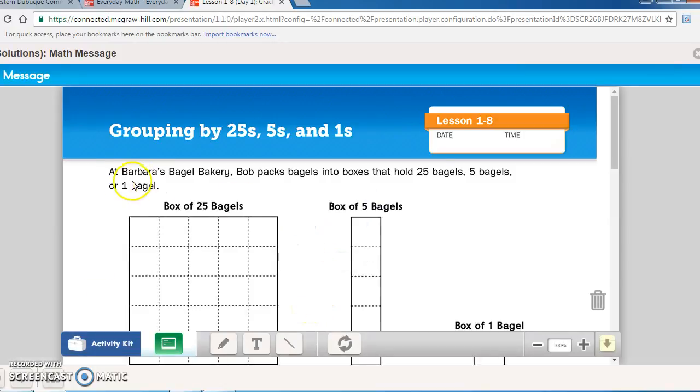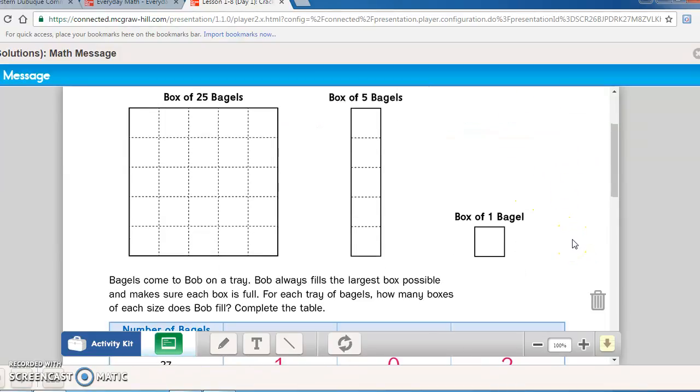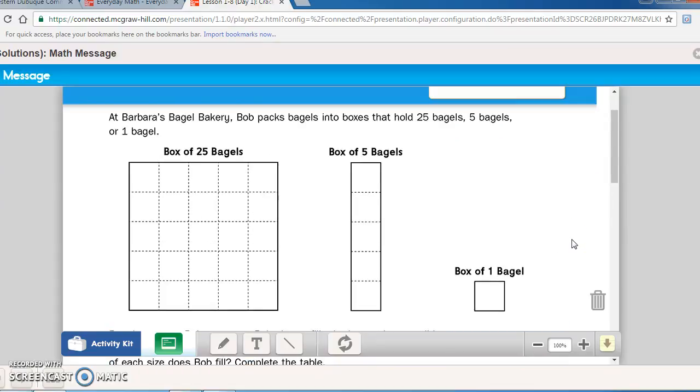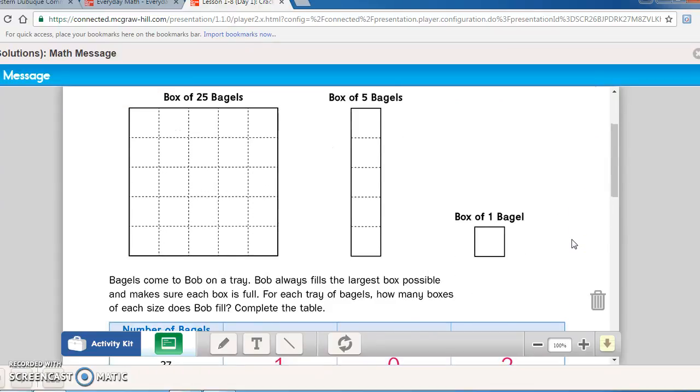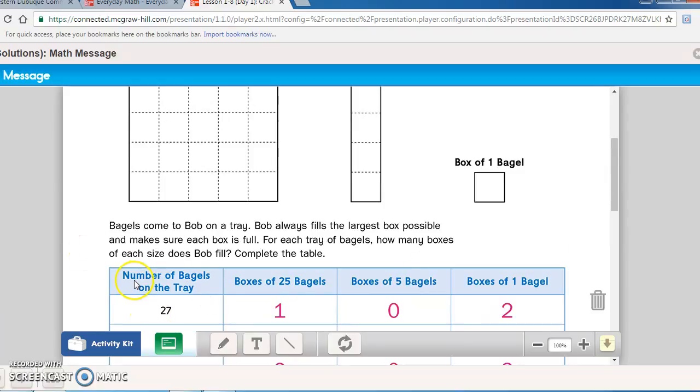And let's take a look at this. We said that at Barbara's Bagel Bakery, Bob packs the bagels into boxes that hold 25 bagels, 5 bagels, or 1 bagel, depending on the size of the box. So looking at the first one, 27 bagels. How could he get 27 bagels? Well, he had 1 full box of 25, 0 boxes of 5, and 2 boxes of 1 bagel. That way, 25 plus 2 equals the 27 that we're coming up with.